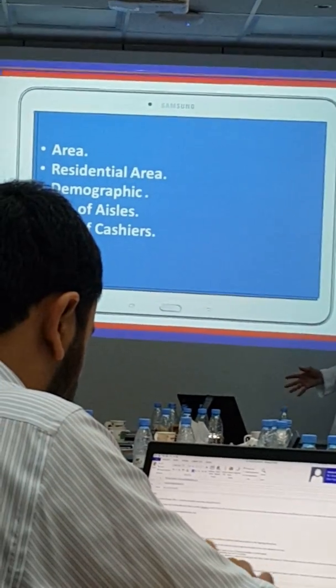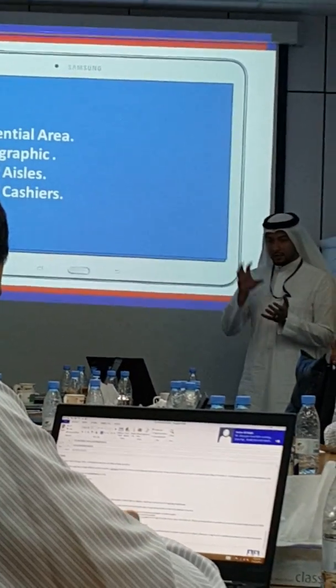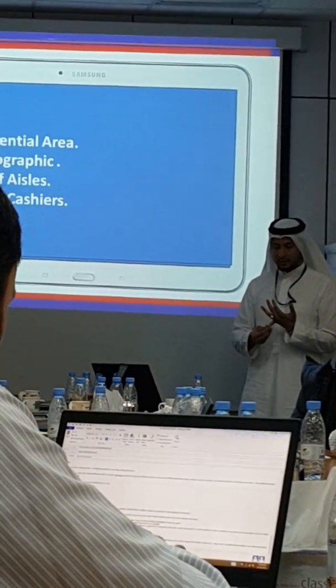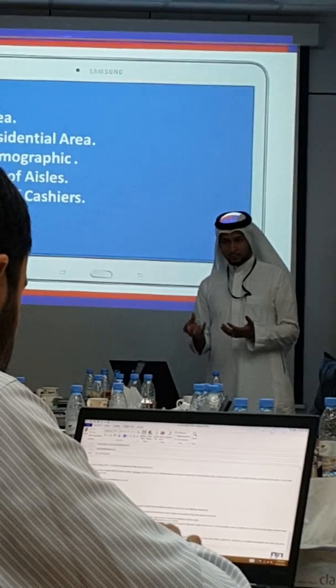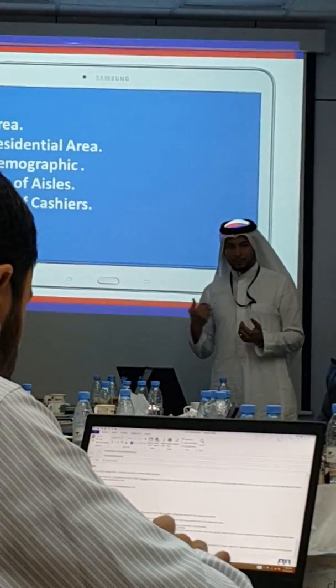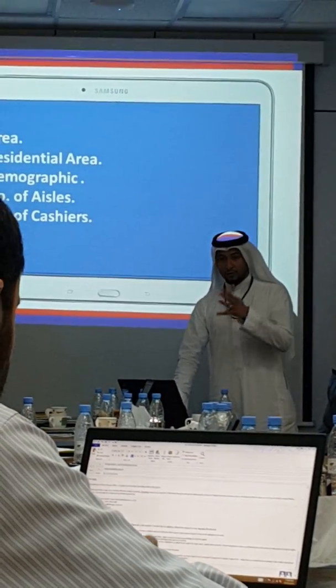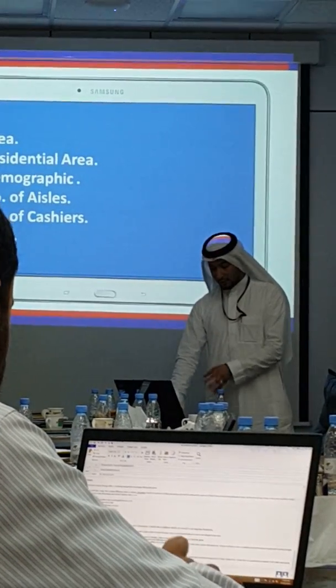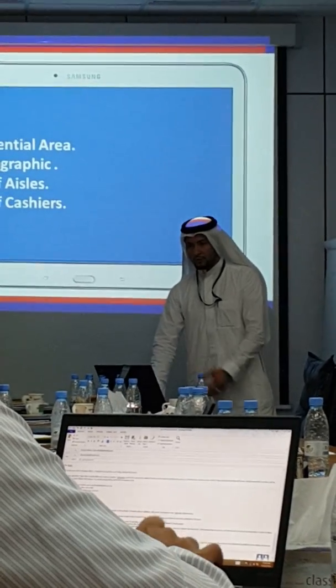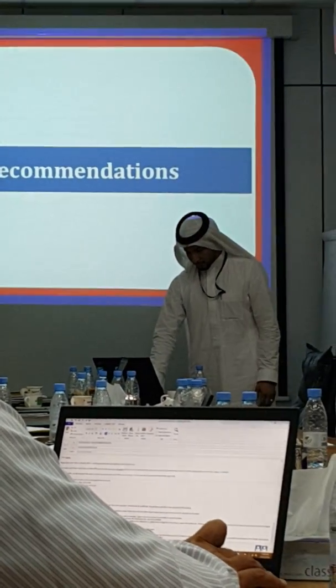The general information that needs to be there: what is the area surrounding the outlet, is it a residential area, what demographic of people shop there, the number of aisles available in that outlet, the number of cashiers, how big it is, etc. It's a kind of useful information we can use.